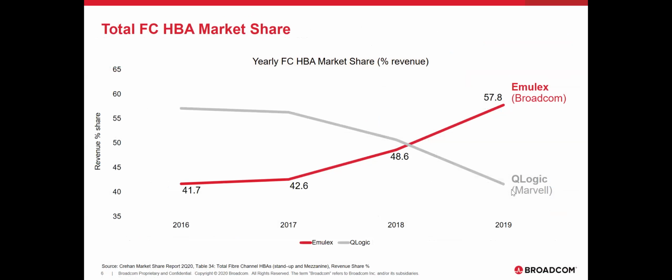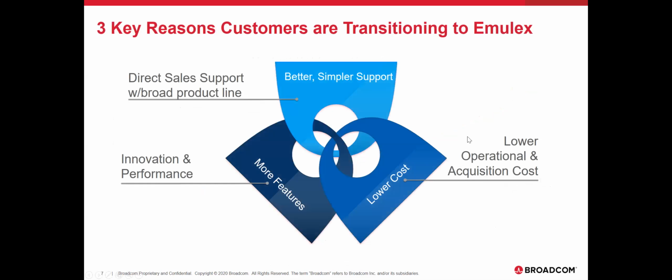This is just a graph to show how our focus on fiber channel HBAs has changed the market. After we were acquired by Broadcom and focused exclusively on fiber channel HBAs, you can see that our market share has changed dramatically. And the question could be, why? Why are customers choosing Emulex over our competition? We have three reasons why we see customers doing that.